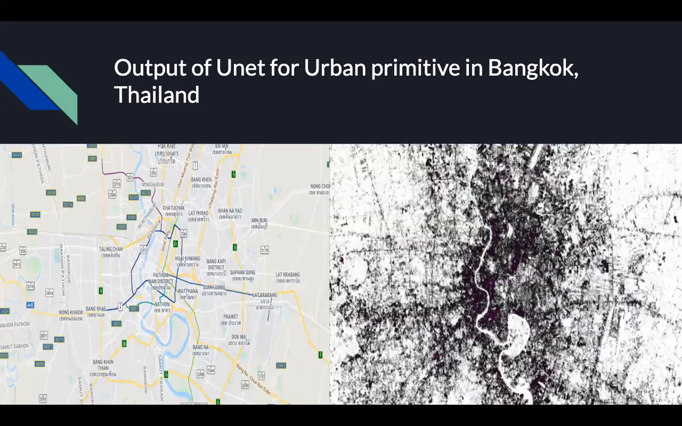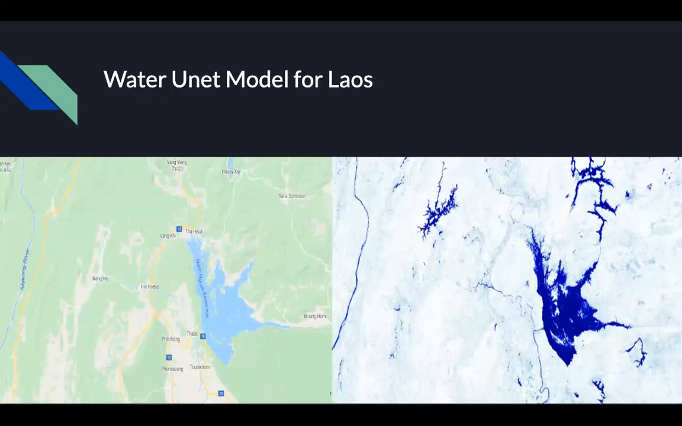The next one is the output of U-Net. In here, we use U-Net, FCNN, for urban primitive in Bangkok, Thailand. For Bangkok, most of our training data are from our SERVIR-Mekong reference data, and then we combine some OSM data and also Pan-Japan data, and then we got that result. This one is the water U-Net model for Laos. And for that one, we use our SERVIR-Mekong reference data, and then we got the water model.